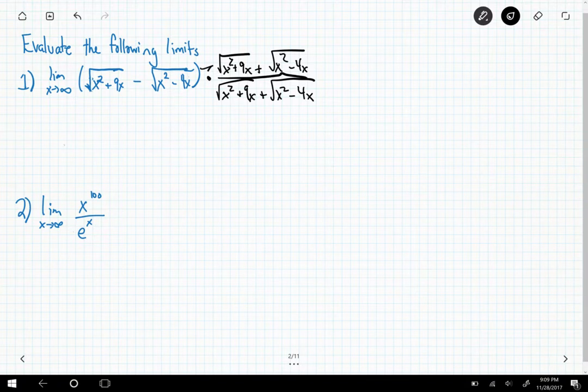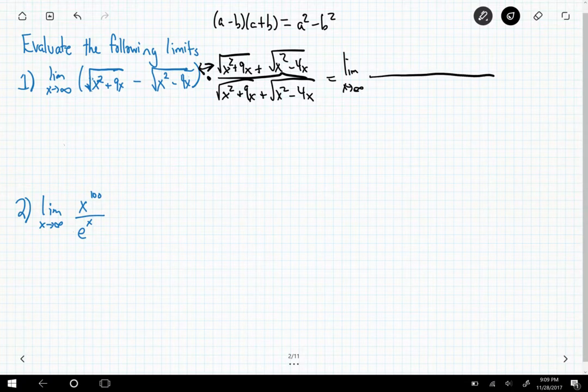Well, you can multiply those two, and just keep in mind, the reason why we're doing this is a minus b times a plus b equals a squared minus b squared, right? So that means that this limit actually becomes something much nicer.